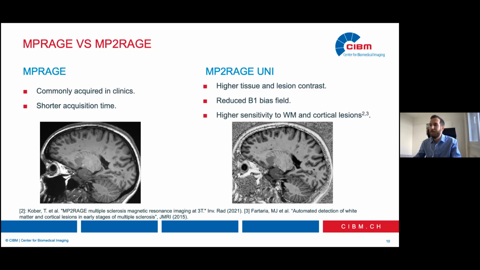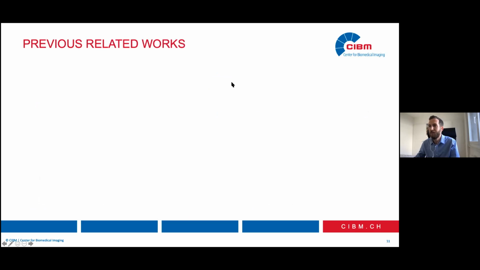So the goal of our paper is to translate these commonly acquired MP-RAGE images to MP2-RAGE ones with a generative adversarial network. I'll briefly do a parenthesis on some previous related works. As you well know, there has been a lot of works applying GANs in medical imaging and in MRI especially, translating one contrast to another, or even with CycleGAN generating CT or MRI from the other modality.